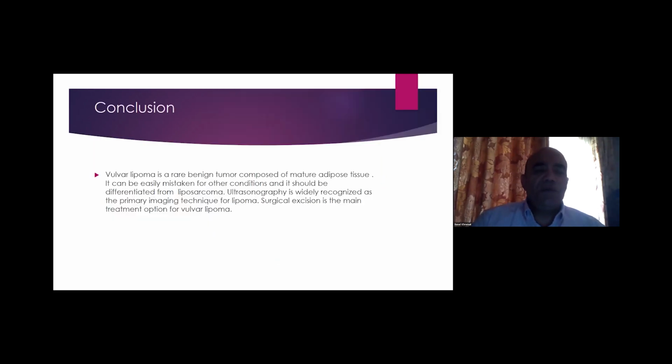I conclude vulvar lipomas are rare benign tumors. They are composed of mature adipose tissue. They could be easily mistaken for other conditions. They should be differentiated from liposarcoma, especially myxoid liposarcoma. Ultrasonography is widely recognized as the primary imaging technique for lipoma, and surgical excision is the main treatment option for this condition.